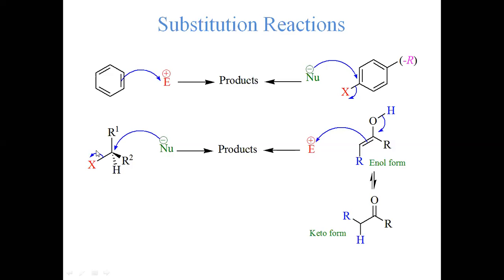So if it leaves, then a nucleophile shall be required. An electron-rich entity shall be required to substitute, to replace this X group from here. So this is called nucleophilic aliphatic substitution reactions, normally called SN reaction, substitution nucleophilic.